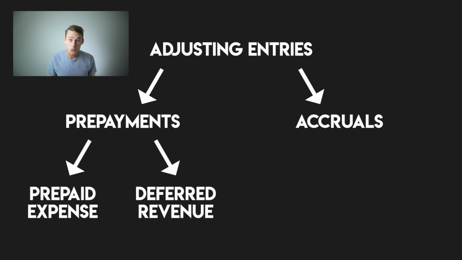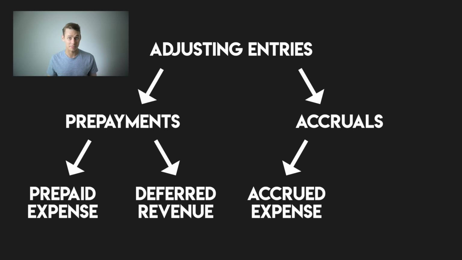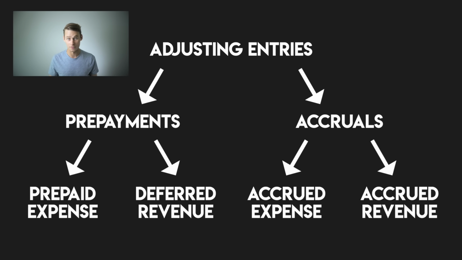Again, there are two categories of accrual: accrued expenses and accrued revenue. If we're the buyer in the transaction, then we're dealing with accrued expenses because we're the ones receiving or consuming the goods or services. However, if we're the seller, then we're on the other side and we're dealing with accrued revenue instead because we're the ones making the money by providing those goods or services.